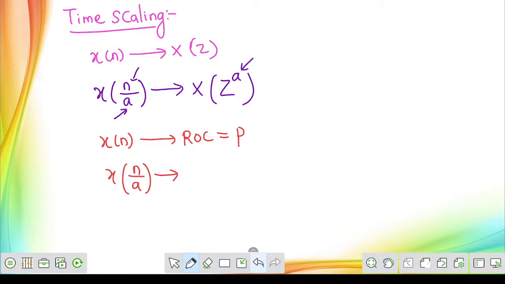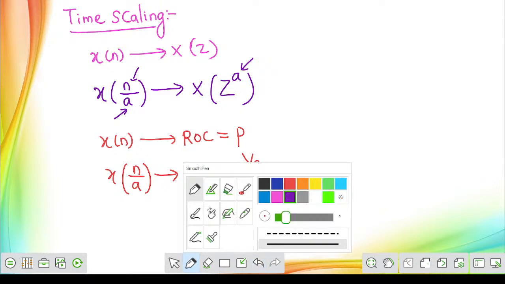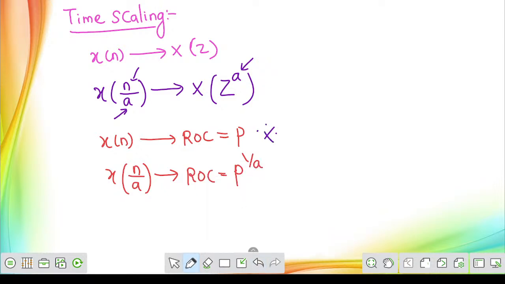Then what will be the region of convergence for x of n by a? The correct answer is the region of convergence P power 1 by a. Very important property. Do remember, this is the most important thing, directly asked in state government exams.